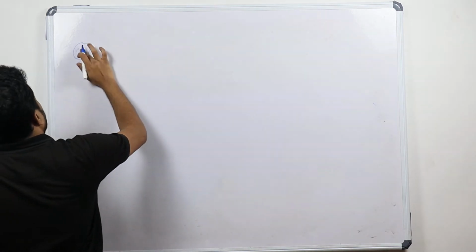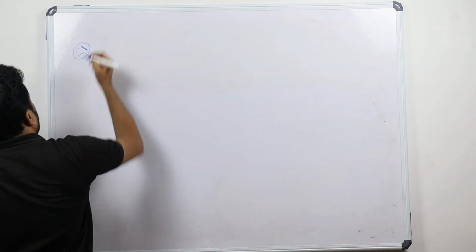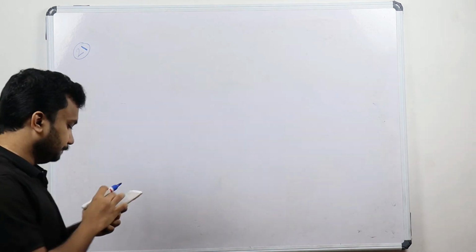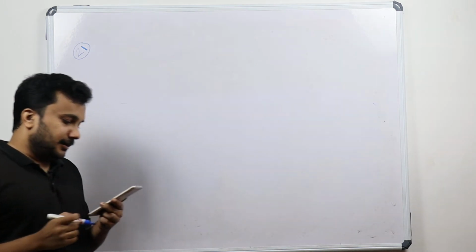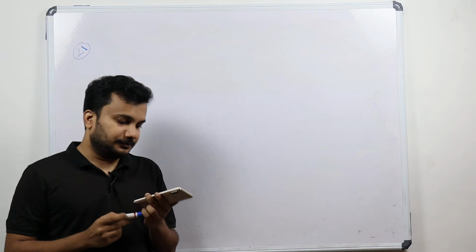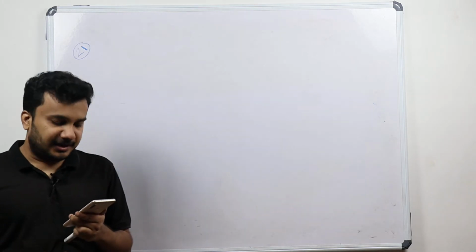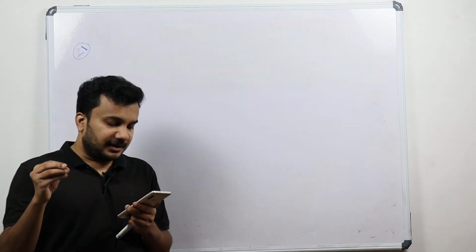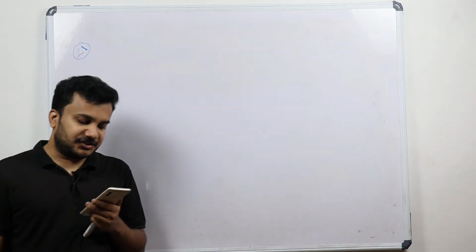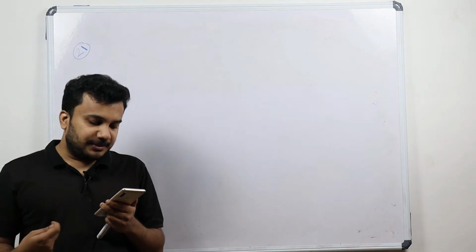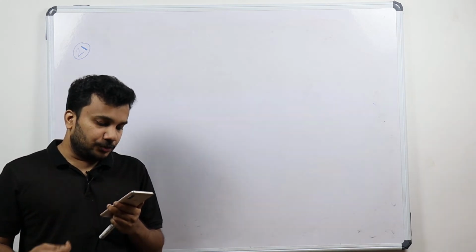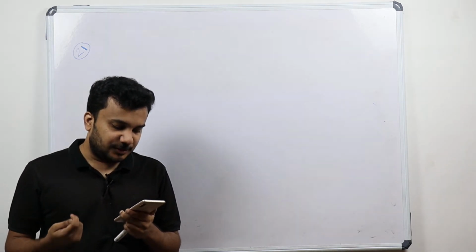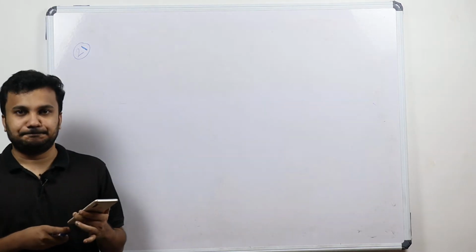So let's move to the next question, question number 21. Two charges Q and minus 3Q are placed fixed on an x-axis separated by a distance d. Where should the third charge 2Q be placed such that it experiences no net force?